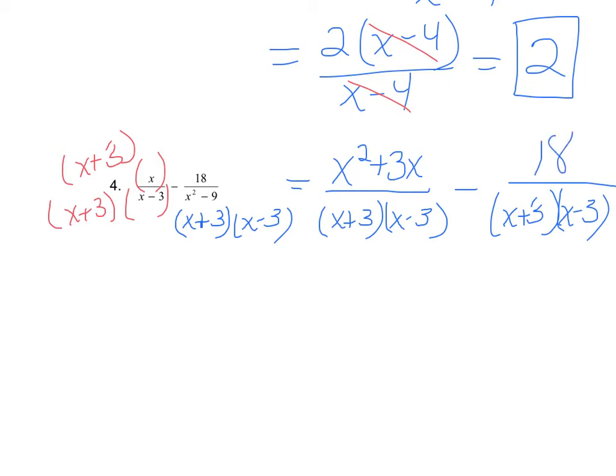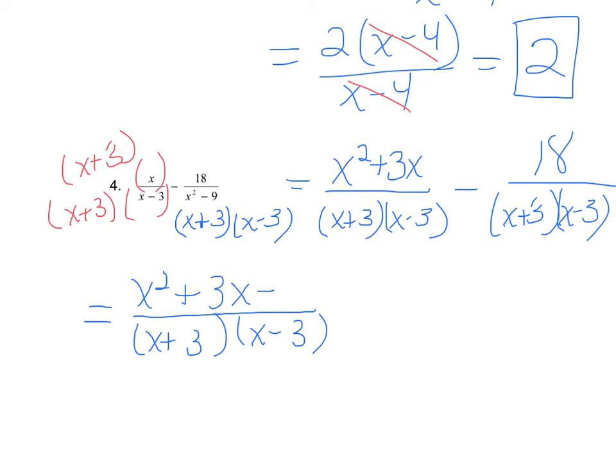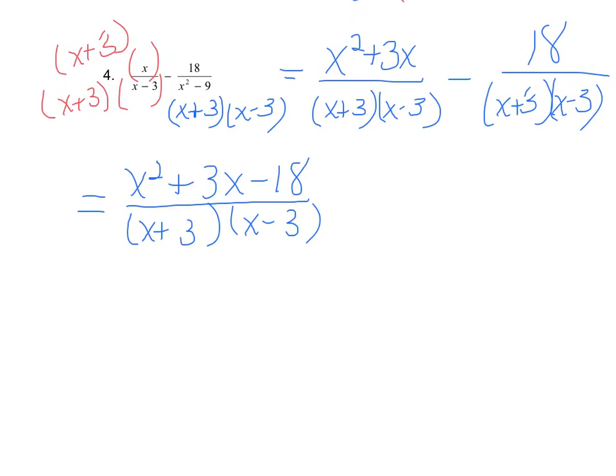All right, I'm subtracting, but I don't have to do the additive inverse property because I'm only subtracting one thing. So I'm going to bring over the denominator of x plus 3 and x minus 3. I'm going to combine like terms on the top, and I have x squared plus 3x minus 18. So there's my subtracting answer. Now I'm ready to see if I can factor and cancel.